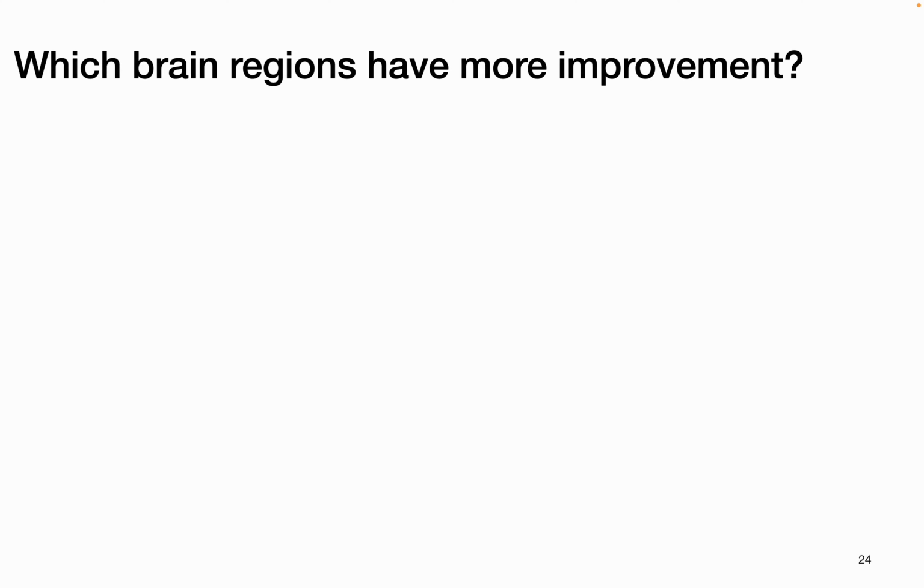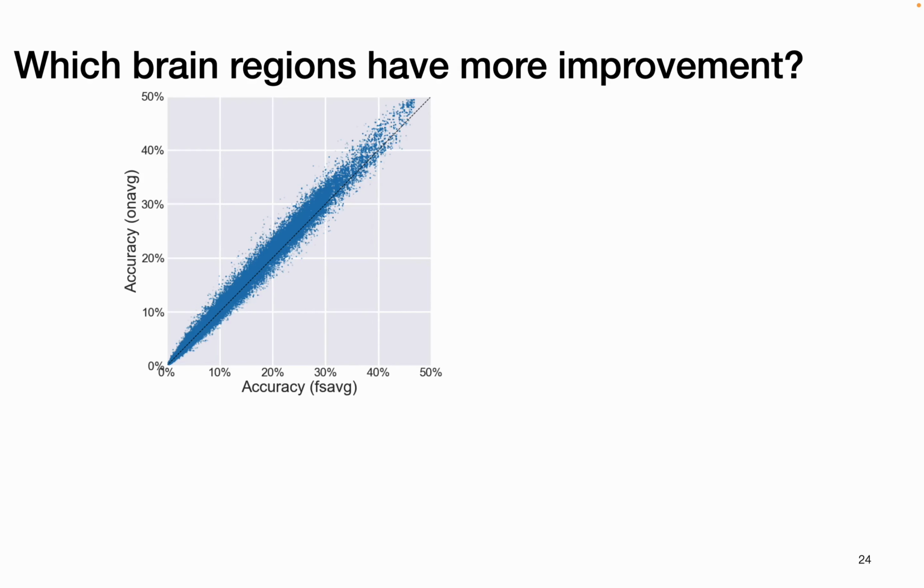You may ask which brain region benefits the most from the unaveraged template. To answer the question, we performed a searchlight classification analysis of movie segments. In this figure, on the x-axis is the classification accuracy based on the FS average template, and on the y-axis is the accuracy based on the unaveraged template. Each dot represents a searchlight.